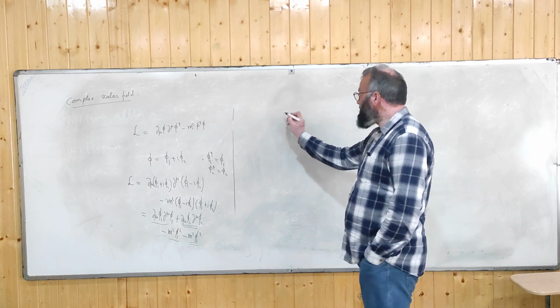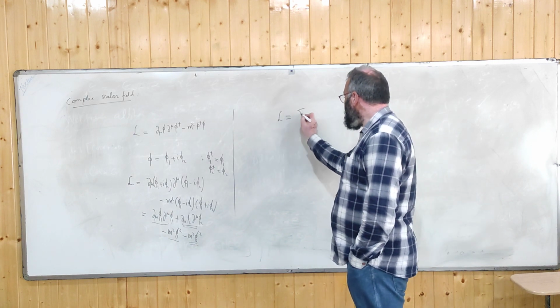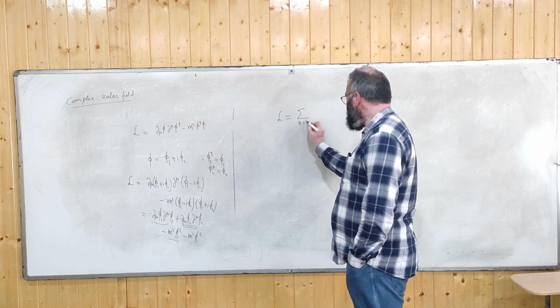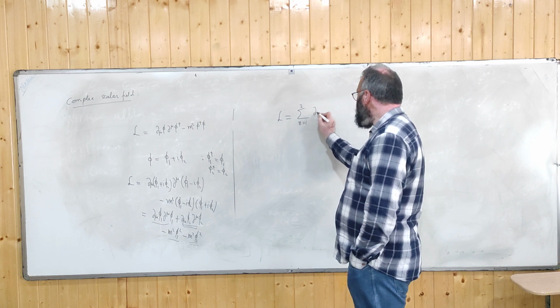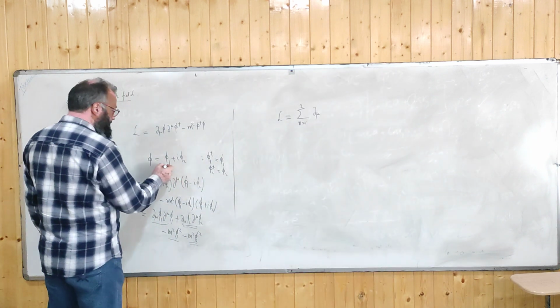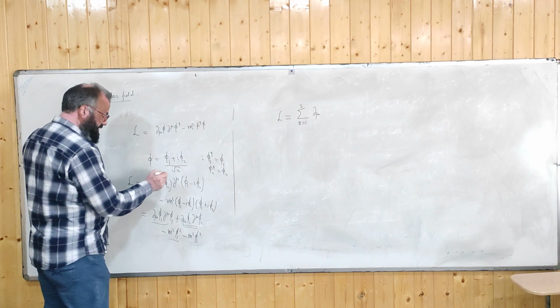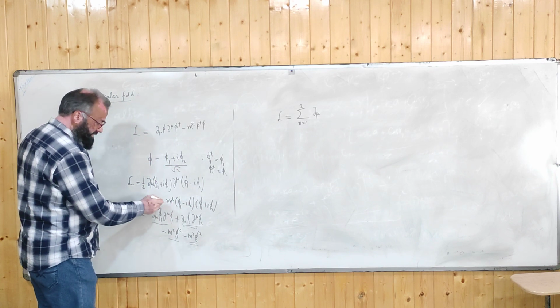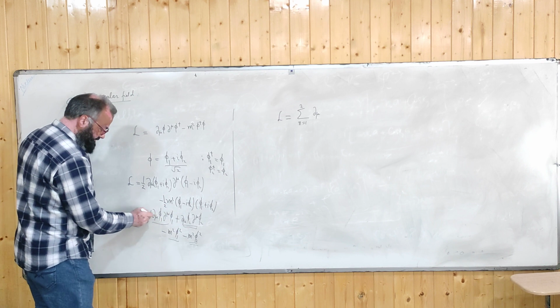Therefore I can write this L as a sum over n equal to 1 to 2. Sorry, I should actually have put 1 by root 2 here. Put 1 by root 2 here, and you will get 1 by 2 here and 1 by 2 here.